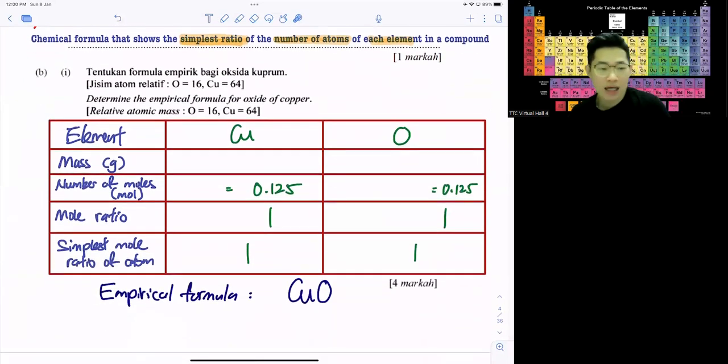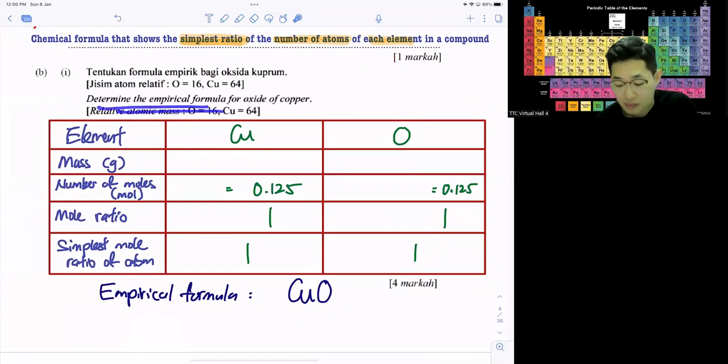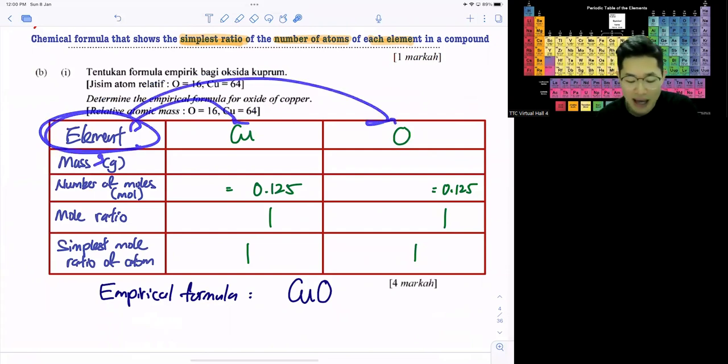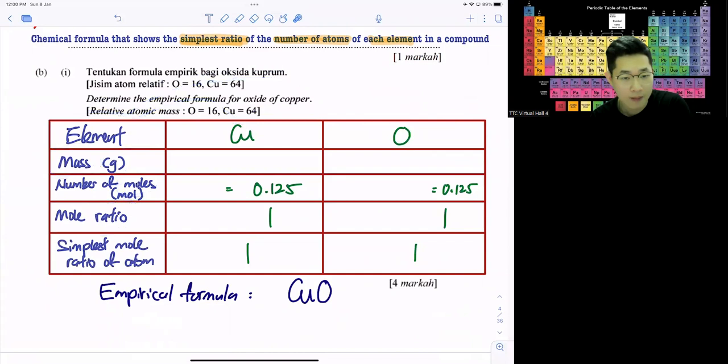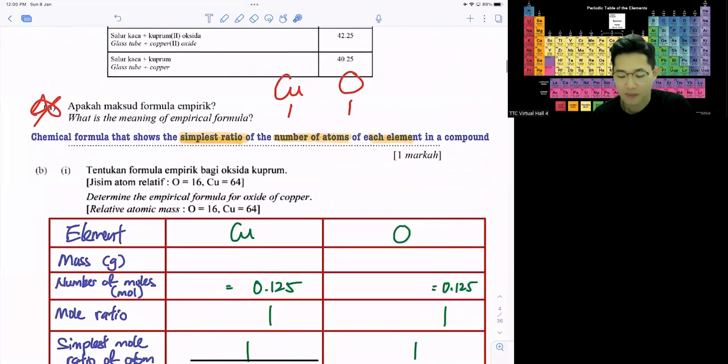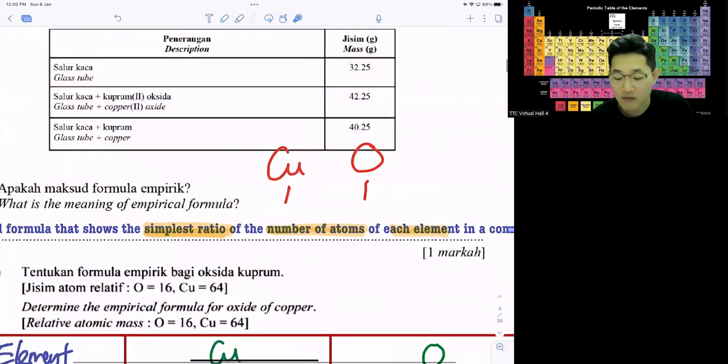And then in getting the empirical formula of the oxide of copper, you have to know how to draw this table. The table is element, the type, and then mass, mole, ratio. How to find the mass? To find the mass of Cu, actually very simple one.